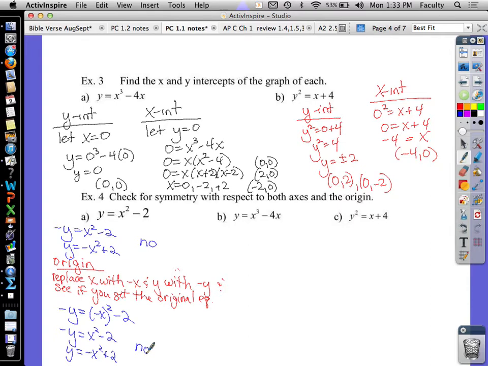Now, what's neat about origin symmetry, and we're going to do this on letter B, if you take your graph and you turn it upside down, and it looks like the exact same graph, whether you read it right side up or upside down, that's origin symmetry, okay? All right, so here we go. Let's try letter B. Y-axis, you replace x with negative x.